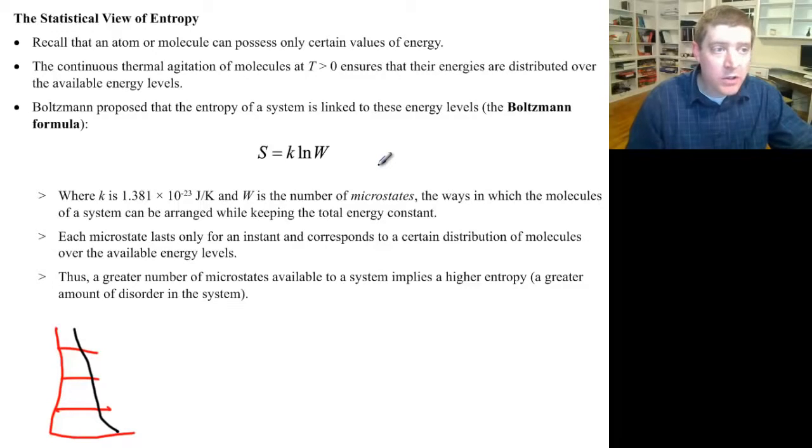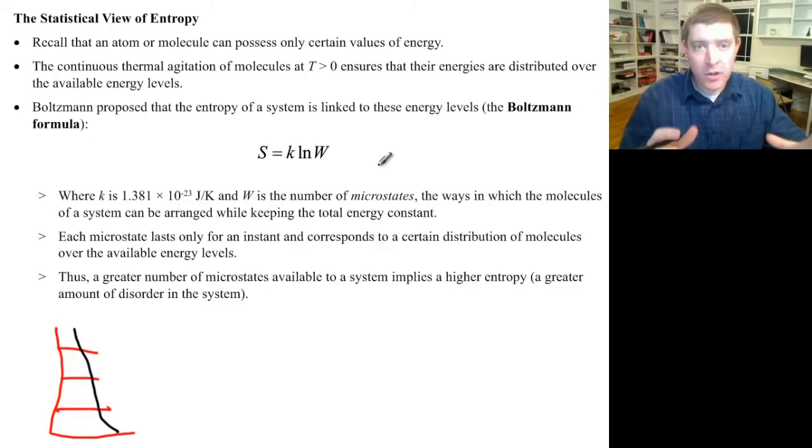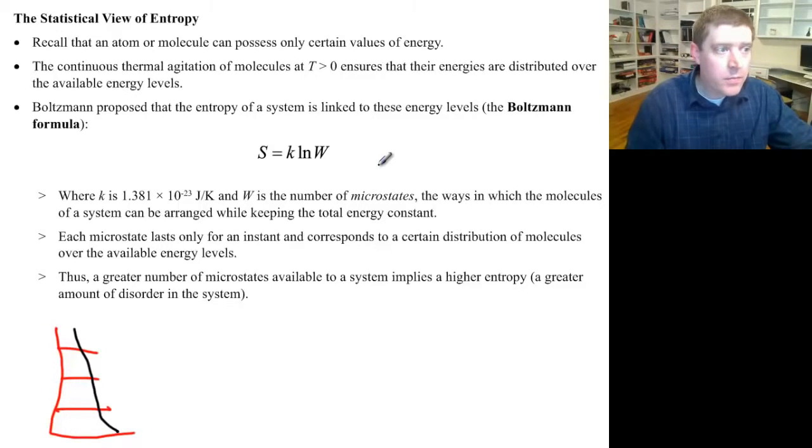Note that each microstate lasts only for an instant and corresponds to a certain distribution of molecules over the available energy levels. Then in the next instant, those molecules, once they've collided, are in a different distribution over the energy levels. Because of this Boltzmann formula, as the number of microstates available to a system increases, the entropy must increase. As W increases, S increases. Thus, if we have more microstates available to the system, the entropy is higher.